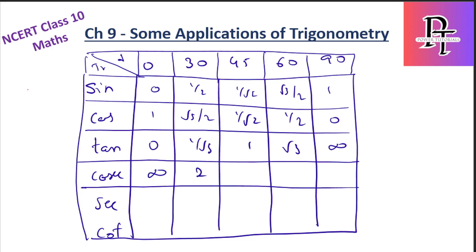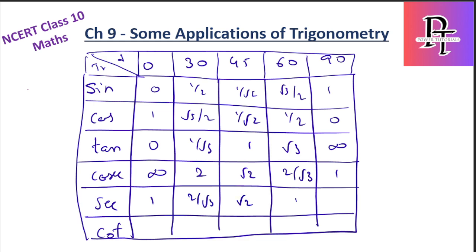1 by 1 by 2 is 2, 1 by 1 by root 2 becomes root 2, then 2 by root 3, and this is 1. Secant theta is just the opposite of cosecant, so 1, 2 by root 3, root 2, 2 and undefined. Cot is the inverse of tan, so it will be infinite, root 3, 1, 1 by root 3 and 0. You have to remember at least the top 3, sine, cos and tan, so that for the others you can directly take the inverse of these values.